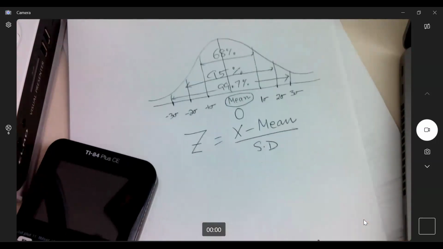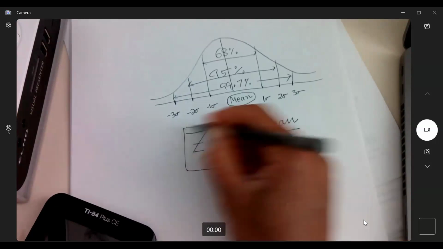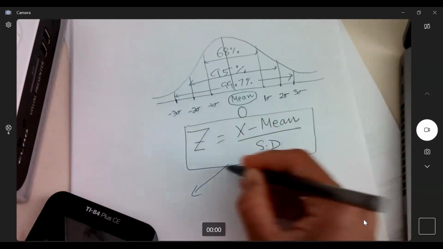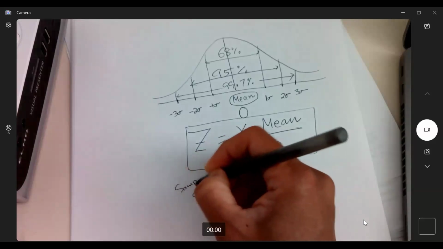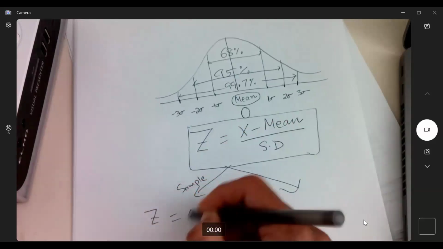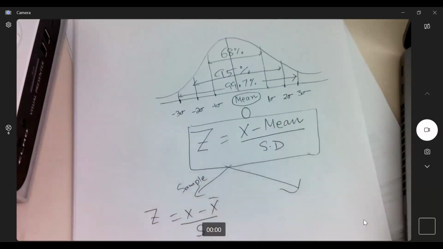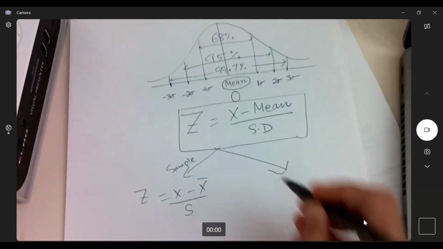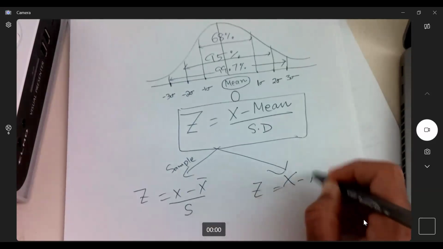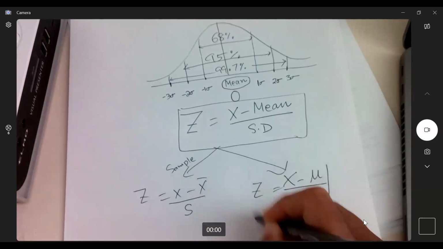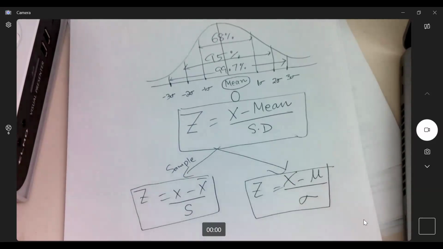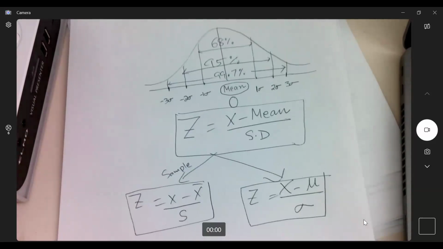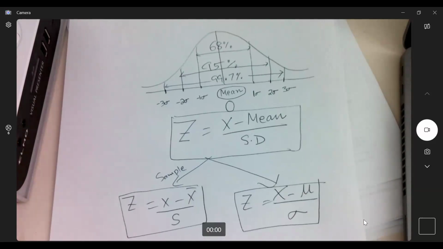And in the PowerPoint, again, they were writing the two formats of the same formula. If you're having a sample, you will say Z is equal to X minus X bar over S, the sample standard deviation. If you're having a population, you're going to say X minus mu divided by sigma. But you're going to do the same thing in both cases, okay? So that was a little story of your Z-score. Let me know if a question comes up or a thought occurs to your mind.